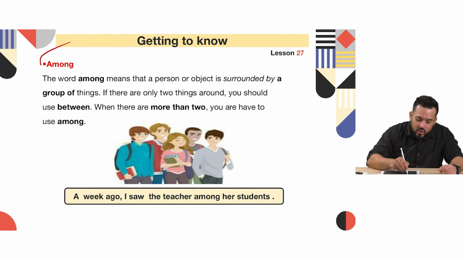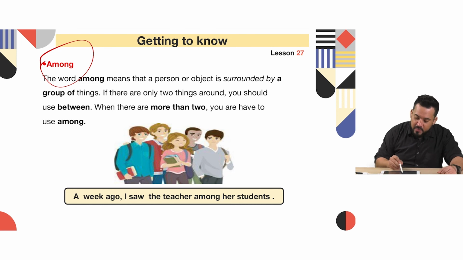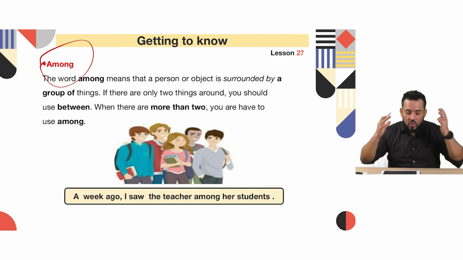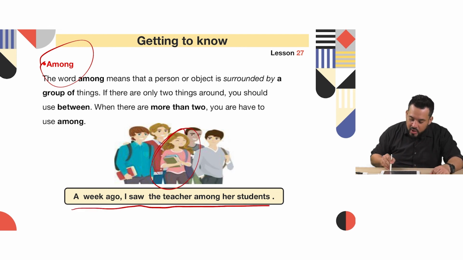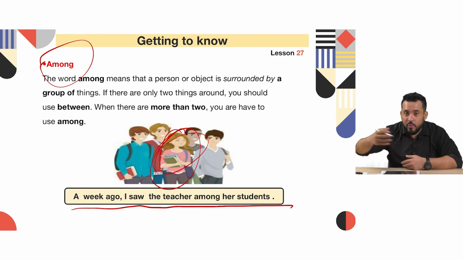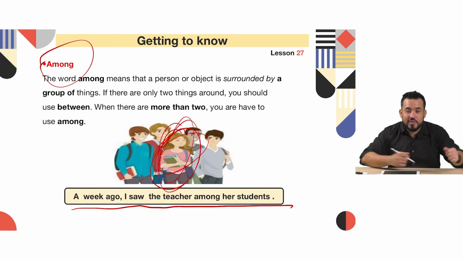Okay, the next one is among. Now, among is different than between, because among means the person or object is surrounded by a group of things or a group of people. Okay, just like this girl here. A week ago, I saw the teacher among her students because she's cute. That's why she's surrounded by students. When I walk out, nobody comes to me. I normally just walk alone. It's very sad. But if I was this one, then I'll be among students.